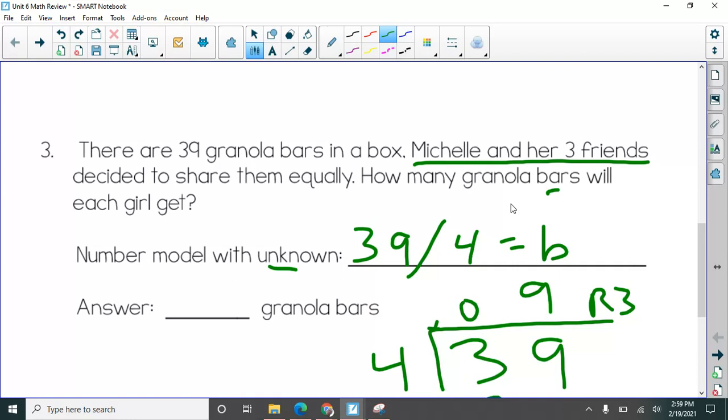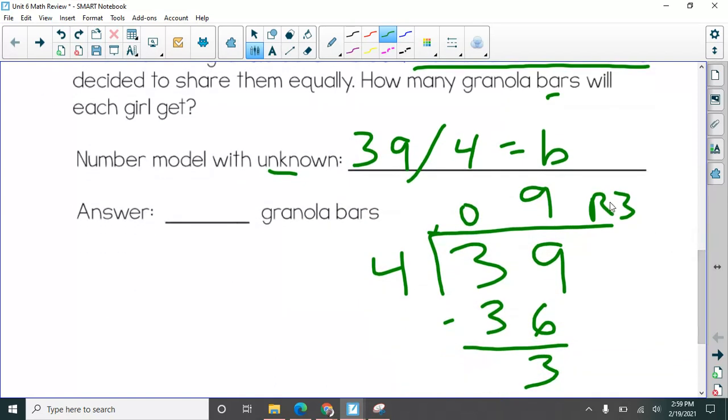They would cut these into pieces, right? And each girl would get 1 piece of each one, so that they'd get 9 and 3/4. This little shortcut way to know that is you can take this remainder and put it on top of the divisor. So 9 and 3, right? There's the 3, and it's divided into 4 pieces.